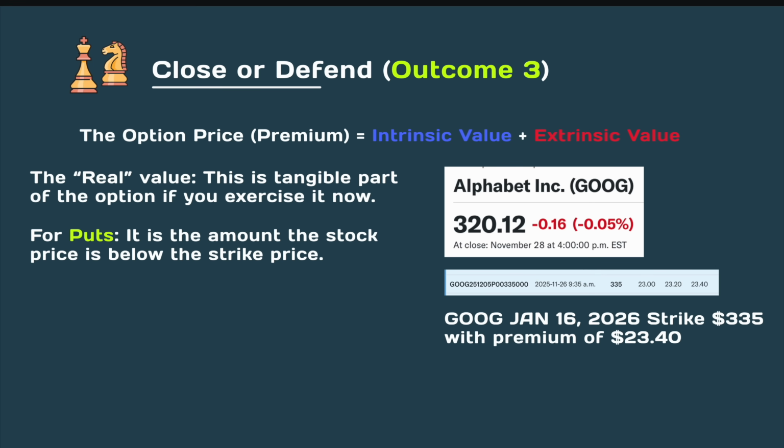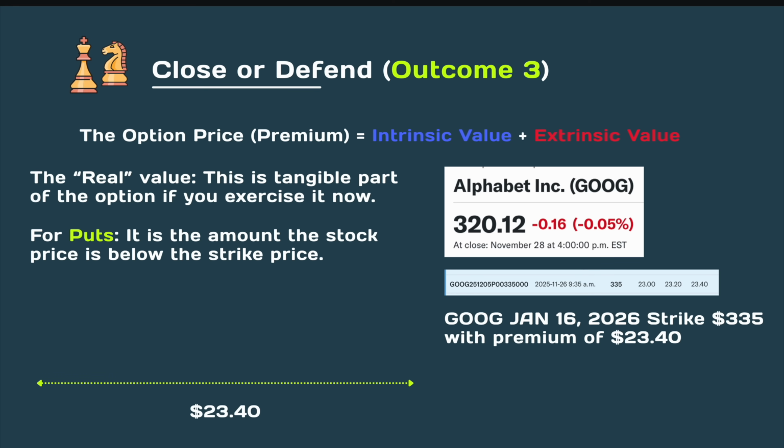You should start already thinking in your mind that because the stock price is under the strike price, this option is in the money. Why is it in the money? Because the buyer can go out there, buy the stock for $320, exercise their right, and then sell it to you for $335. That's why this option is already in the money. In my example over here, the premium or the price of the option is $23.40. So let me represent that $23.40 by this green line over here.